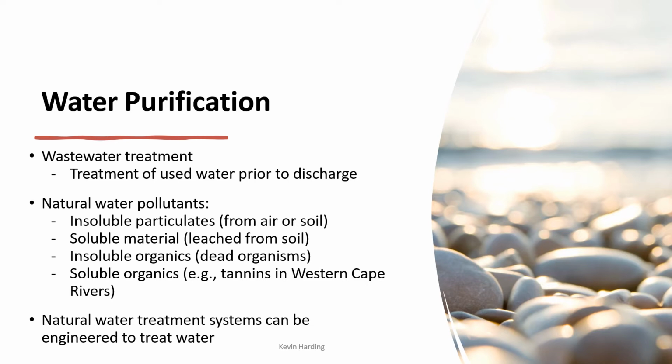You also get things such as soluble organics, so tannins in the Western Cape rivers are quite a big issue, mainly due to, well, not mainly due to, but one of the examples of the tannins is because of the grape industry. So we've already said from the first one, there are natural water systems which could be engineered to treat water, but there are also more engineering solutions that we will look at today.